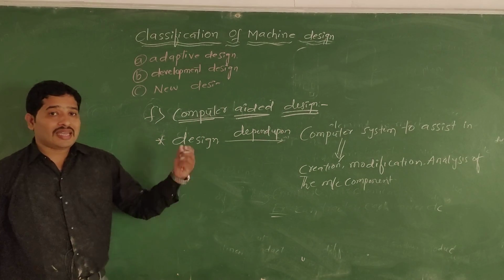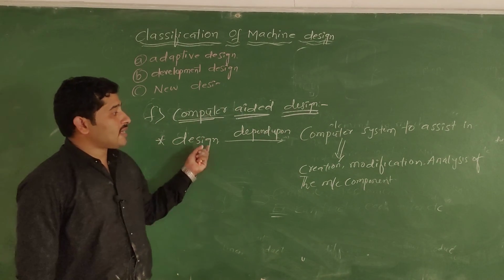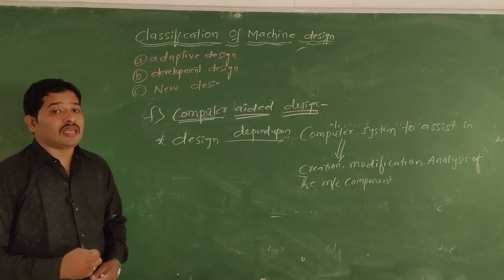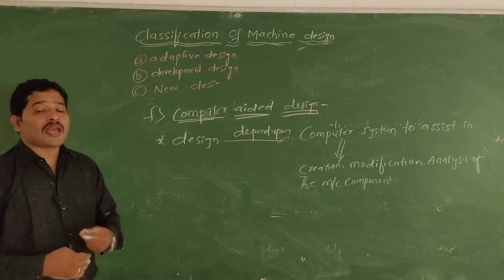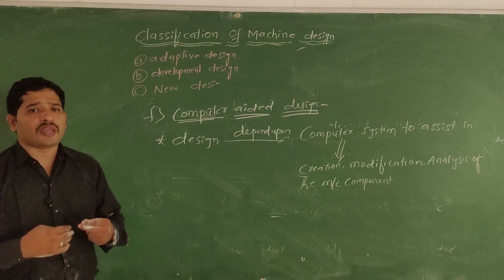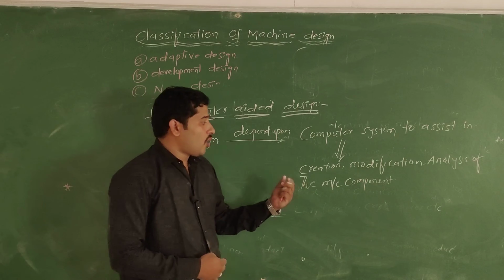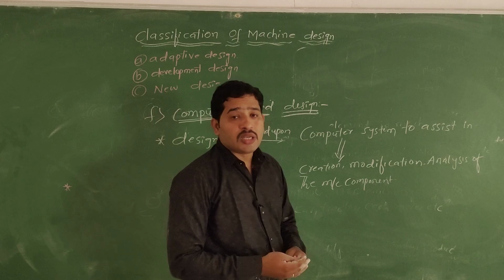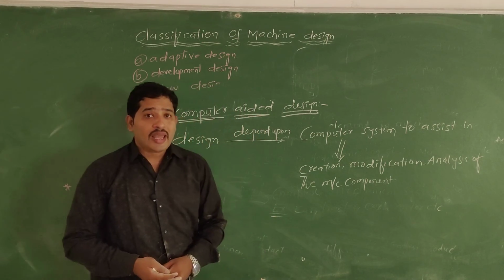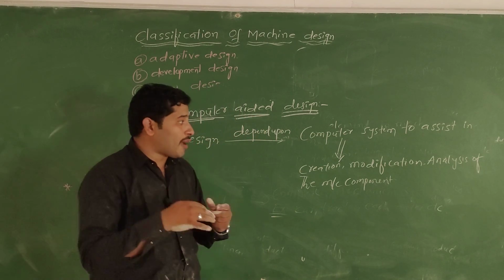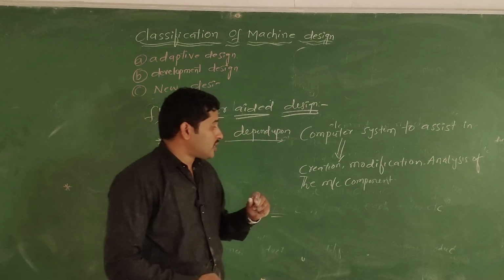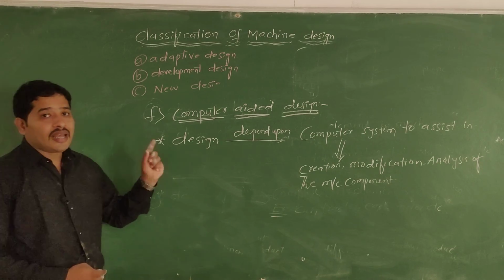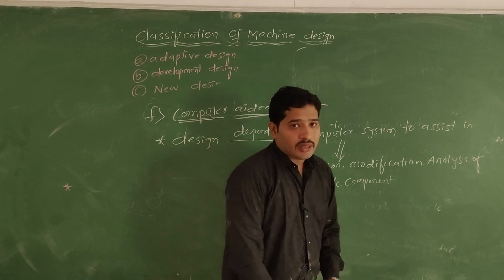So in this design, the design is completely dependent on the computer system to assist in making any type of model. We use software like CATIA Pro for making or creating the model, and for modification we use SolidWorks software, and on the prototype model we do analysis. Such design experiments are done in CAD as well as in ANSYS software. Thank you dear.